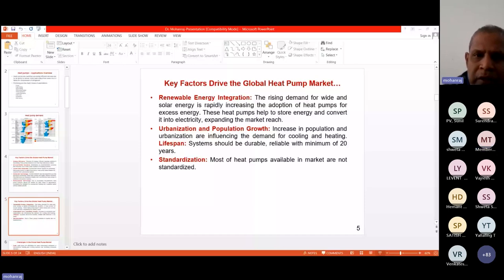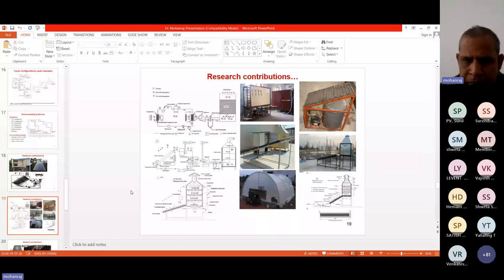The slide. Yes. You'll need to change the slide. Just a minute, madam. Just a minute. We are at slide 5 right now. Okay.